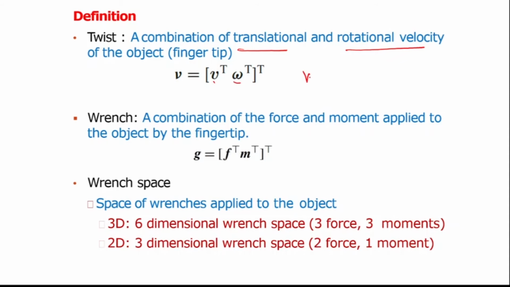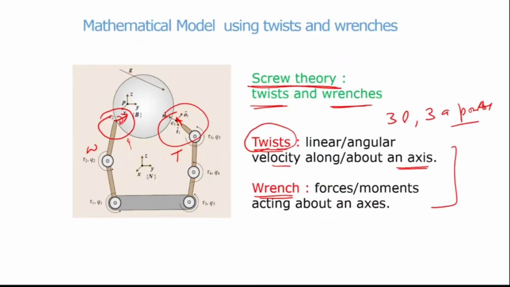Okay, so how many? Vx, Vy, Vz and omega x, omega y, omega z. So these are angular velocities about an axis and this is linear velocity along an axis. Okay, so there are 6 here. These are called twists. Now of course, twists are possible if there is no contact.